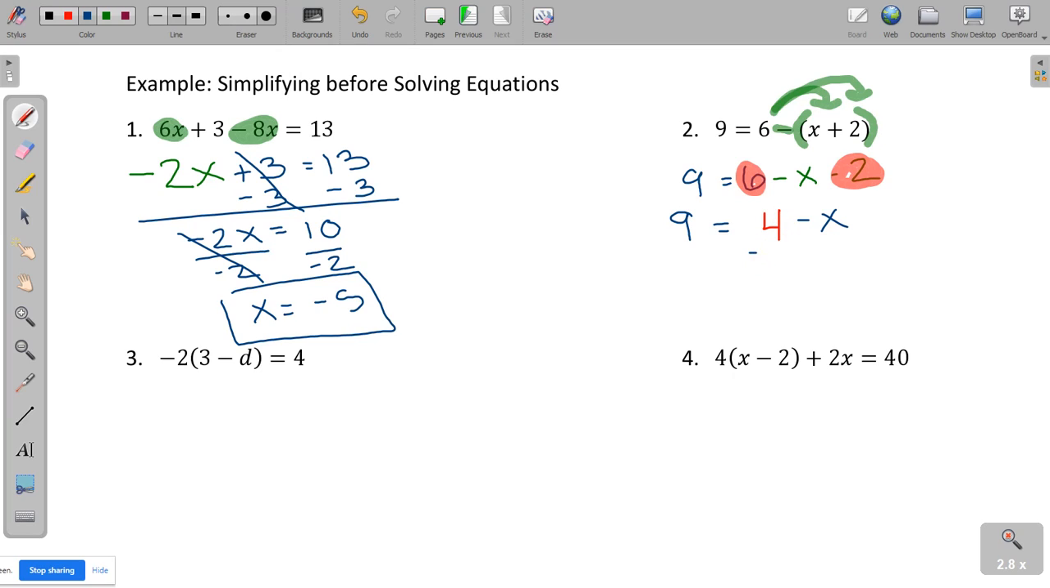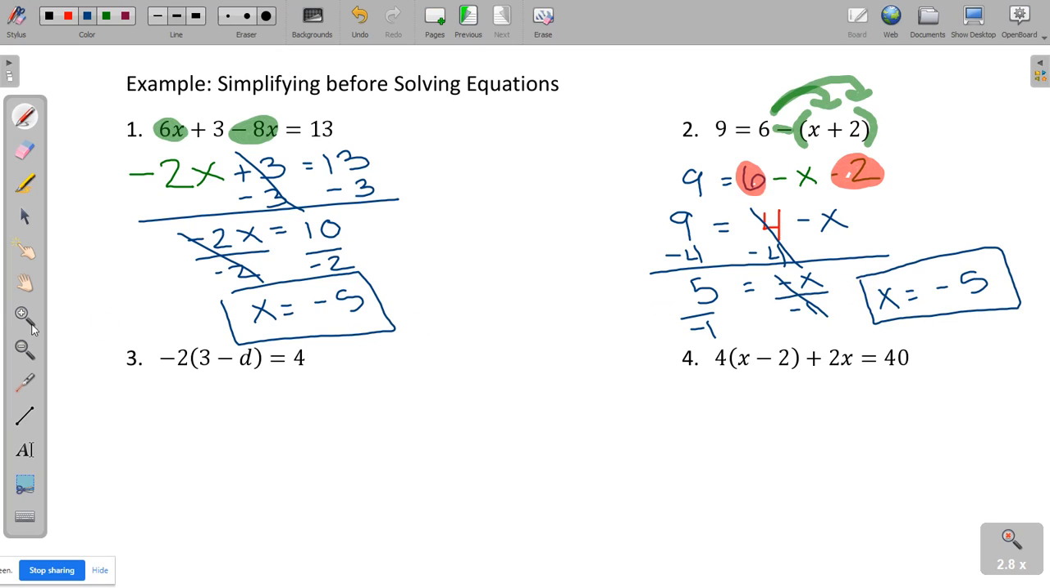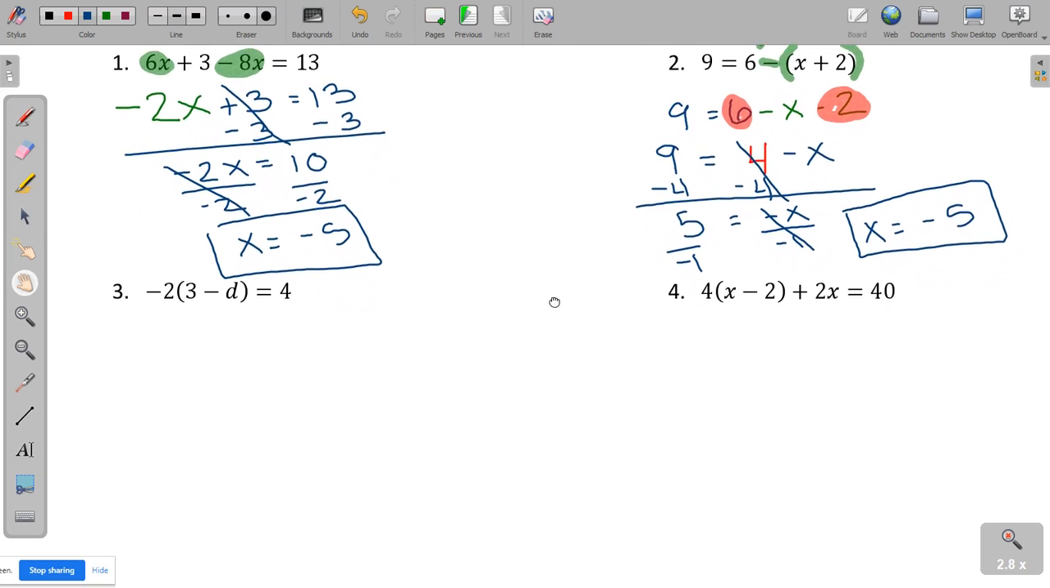4 is positive, so we have to subtract 4 from both sides. Cancels out. Get negative x equaling 9 minus 4 is 5. Now we have this negative. That's the same thing as saying negative 1, so we have to divide negative 1 from both sides. Cancels out and gives us x to equal negative 5. Okay, I want you to try the next two by yourselves. Come back to check your work once you are finished.